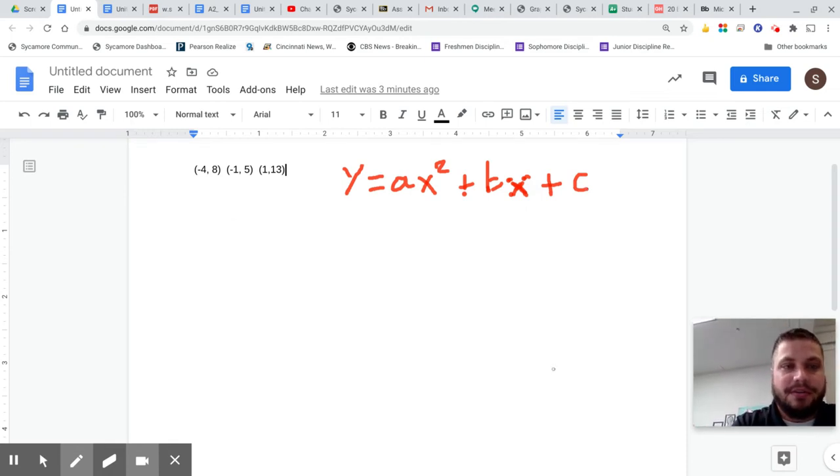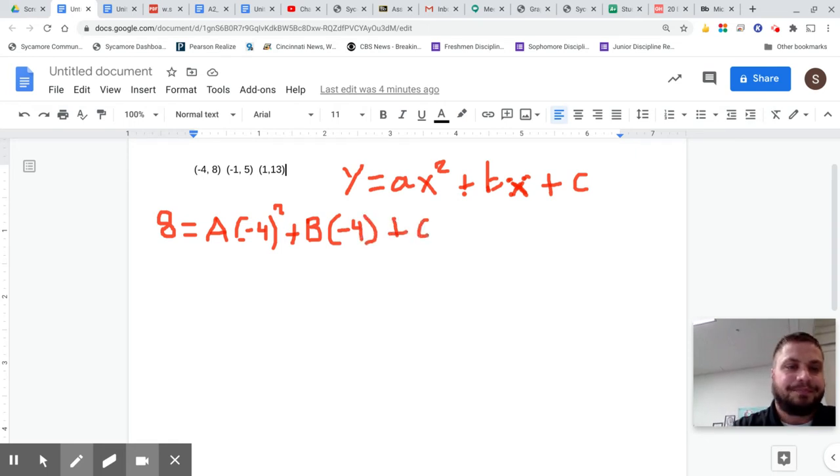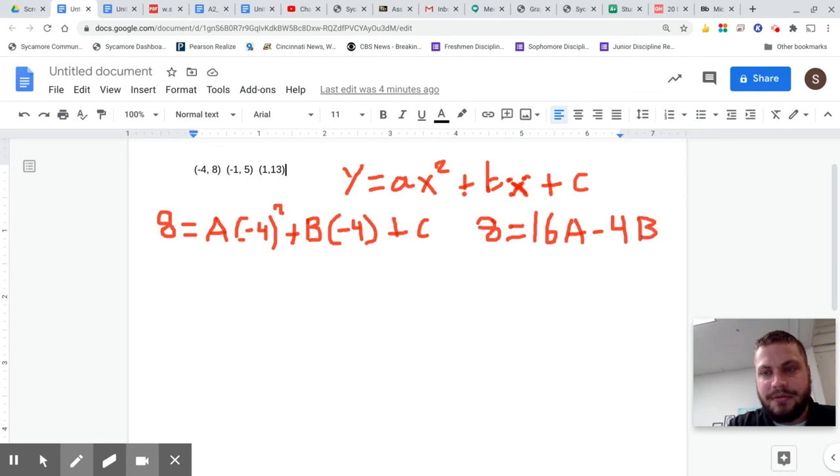So for the first point here, negative 4, 8. The y value is 8. Y equals a, use parentheses here, x squared plus unknown b times x plus c. Okay, now let's get that. Over here, we'll actually write our three variable system. Now I want to do this math. Okay, so I've got the 8 equals 16a, because negative 4 squared is 16, minus 4b plus c.